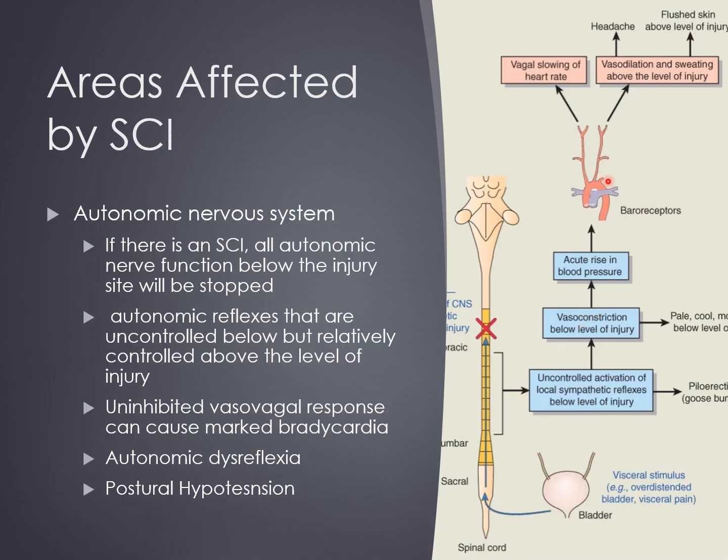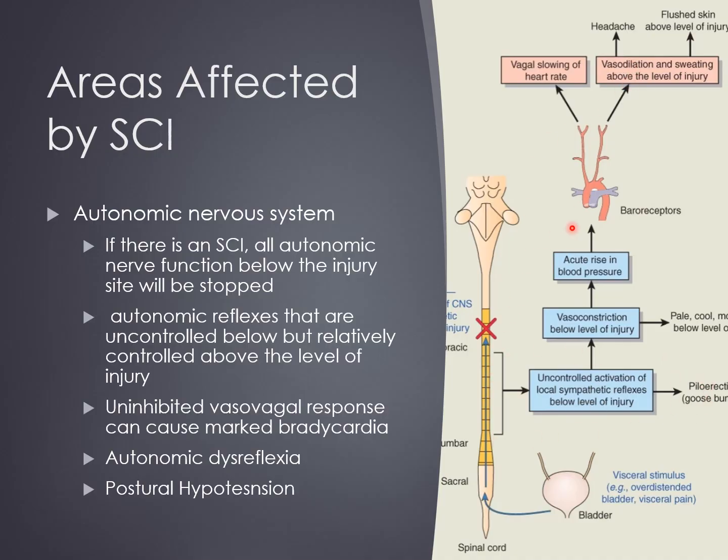And that activates the baroreceptors. When those baroreceptors are activated by a rise in blood pressure, they signal this response to slow the heart rate by the vagal nerve. And they also signal vasodilation. But because we have this spinal cord injury, that vasodilation only occurs above the level of injury. It only occurs where we have autonomic nervous system control. So nothing below the level, so that will remain pale, cool, piloerect, all of those things.